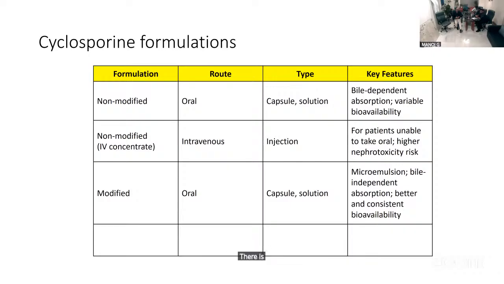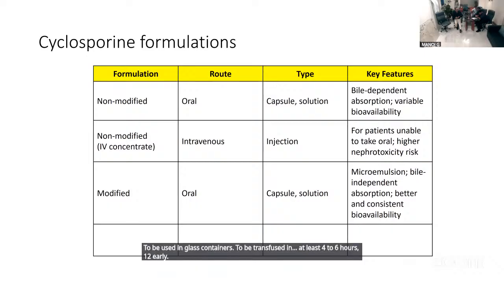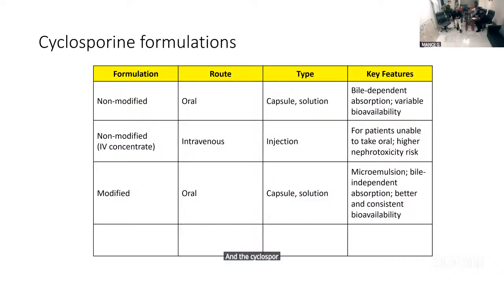There is an IV form available also, which we usually use when we are not able to give the CNIs orally. And we all have used it, but we should remember that it is 1/3 the dose of oral cyclosporin, to be used in glass containers, to be infused over at least 4 to 6 hours, 12 hourly, and the cyclosporin solution remains stable in a glass bottle, so that whatever you have diluted in the morning, you can use in the evening after 12 hours.